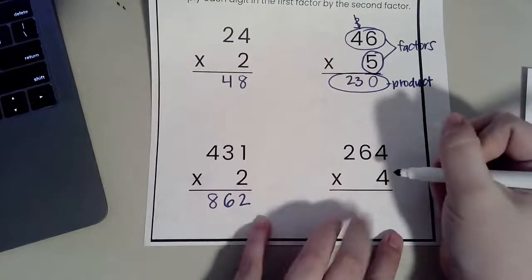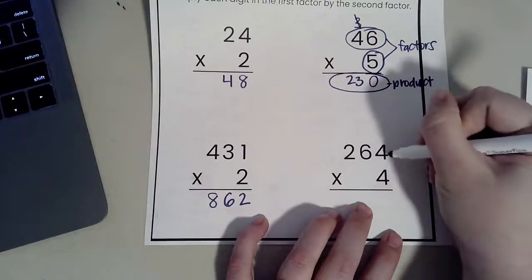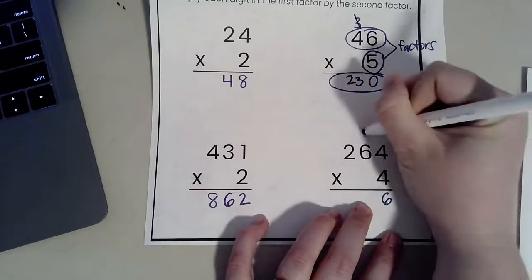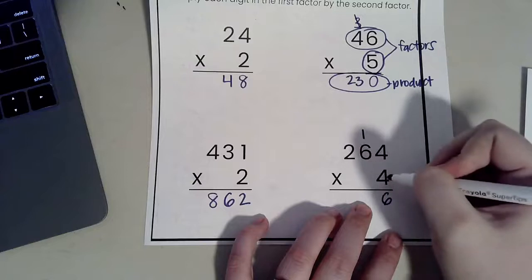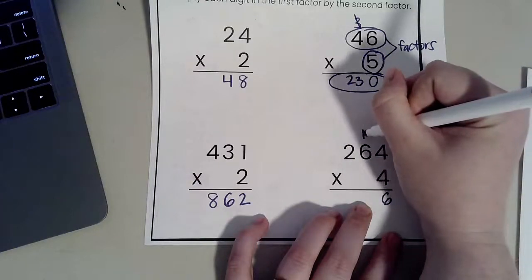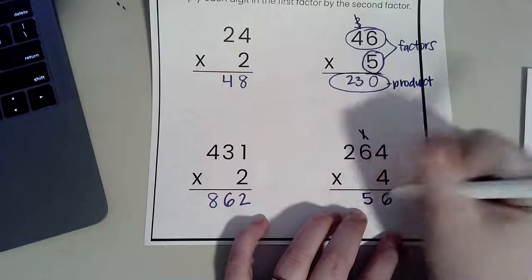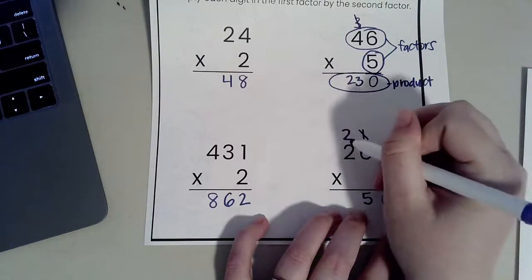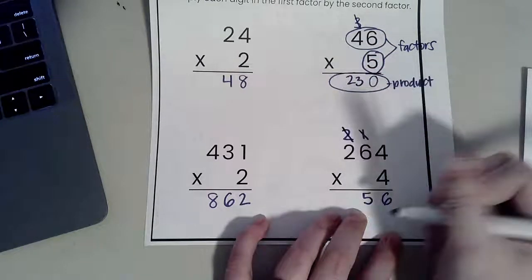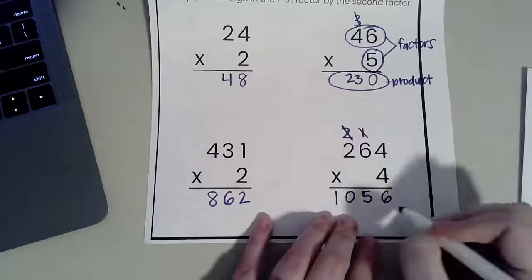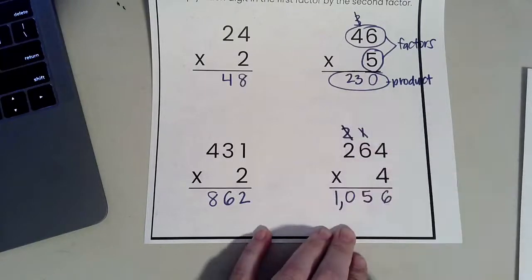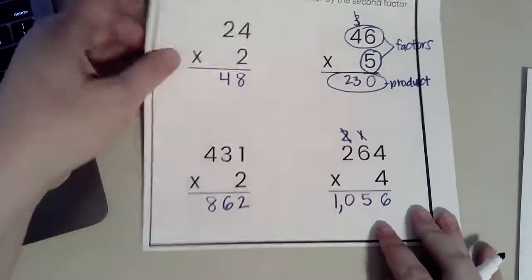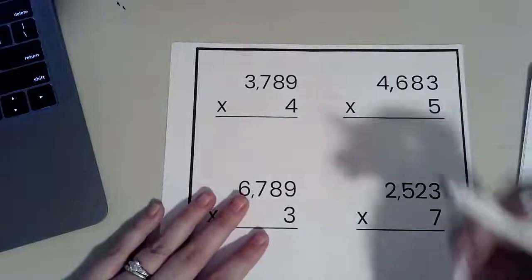Okay. Same thing. Ones times the ones. 4 times 4 is 16. Then we do our tens. 6 times 4 is 24, plus 1 more is 25. Put our 5 here, the 2 goes up top. 2 times 4 is 8, and we add these 2 in, 9, 10. So 10, and we'll count back 1, 2, 3, 1,056. Okay, all right, let's move on over to our next page. Here we go.